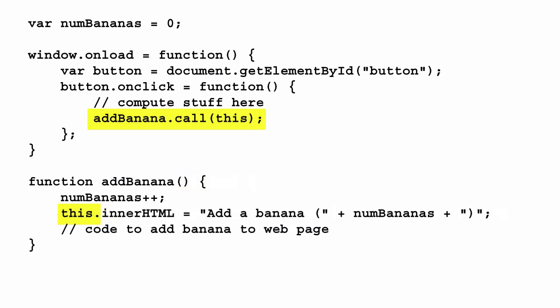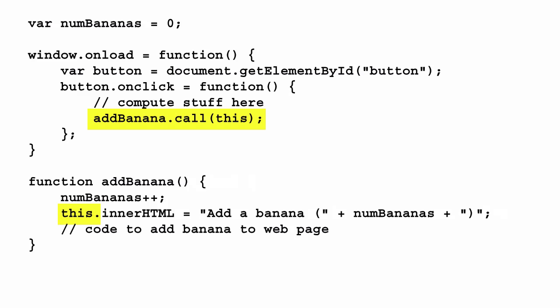There are two methods in JavaScript, call and apply, that allow you to set the value of this when you call a function. Call and apply basically do the same thing. They call a function allowing you to set the value of this. The difference between them is just how you specify any arguments you want to pass to that function you're calling. Here, we're using the call method to call the function addBanana and set the value of this in addBanana to the button object, which is the value of this in the anonymous function where we make the call.